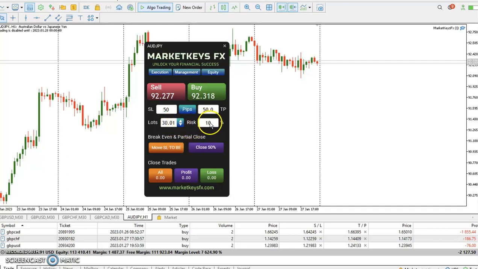Right now this is set to 10%, but let's try 1% to see what that would be like. If I'm risking 1% of my account, it says that I should be using only a lot size of 3. So that's good. It saves me a lot of time. I don't need to calculate my lot sizes. This is very important for people who are trying to pass prop firm challenges, because some of those prop firms have a particular risk that you have to take per trade.